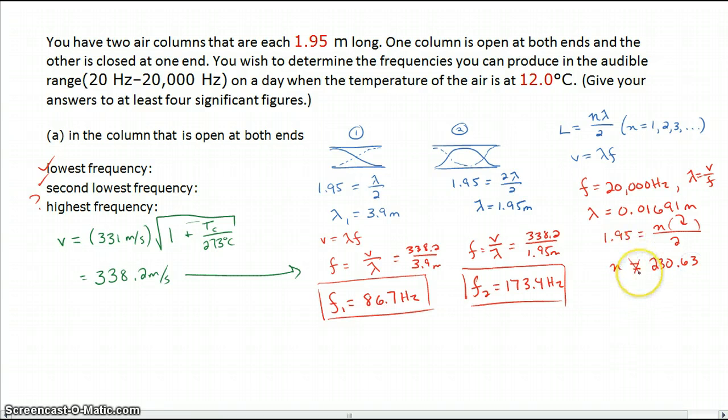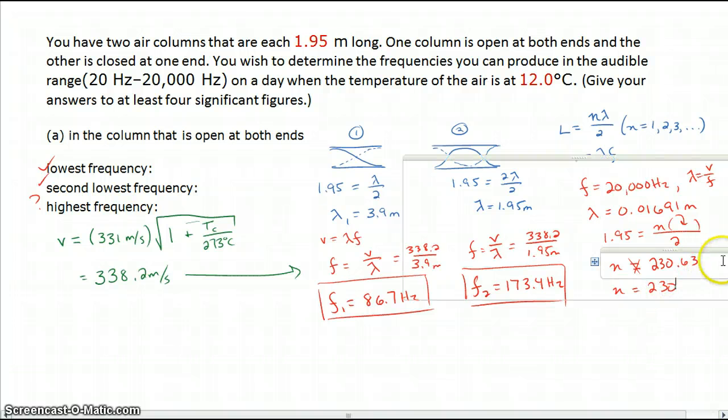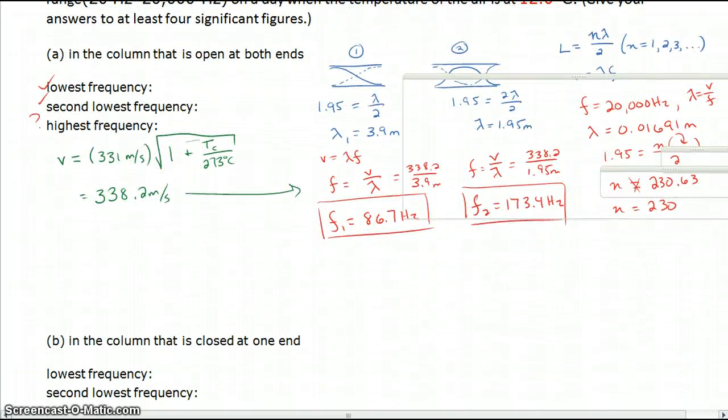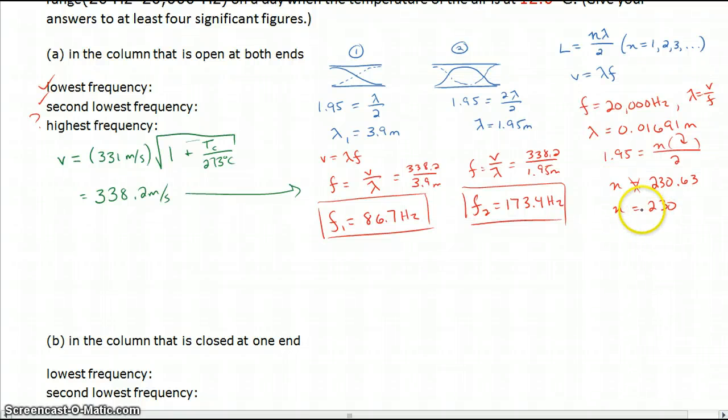N cannot equal 230.63, but n can equal 230. So just by checking the upper limit, I just figured out what n is going to need to be in order for this to work. So let's try an n of 230 and let's see what I get.